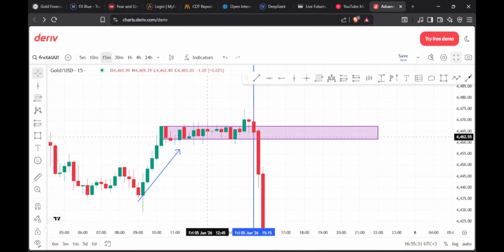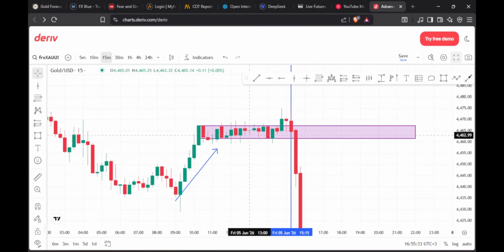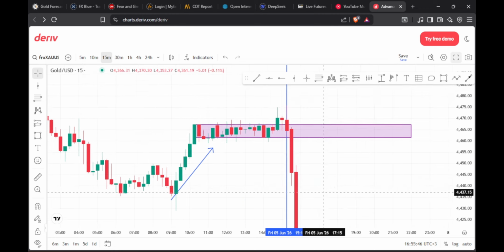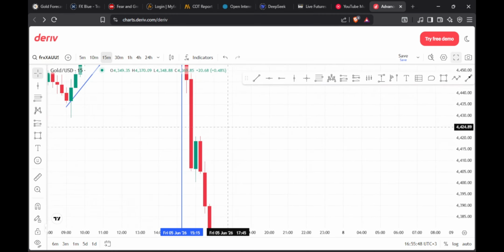So this will look like an accumulation, manipulation. Then we close inside the range. Then when the news breaks, we get our distribution. Hope we are together up to there. Now let's go to another.